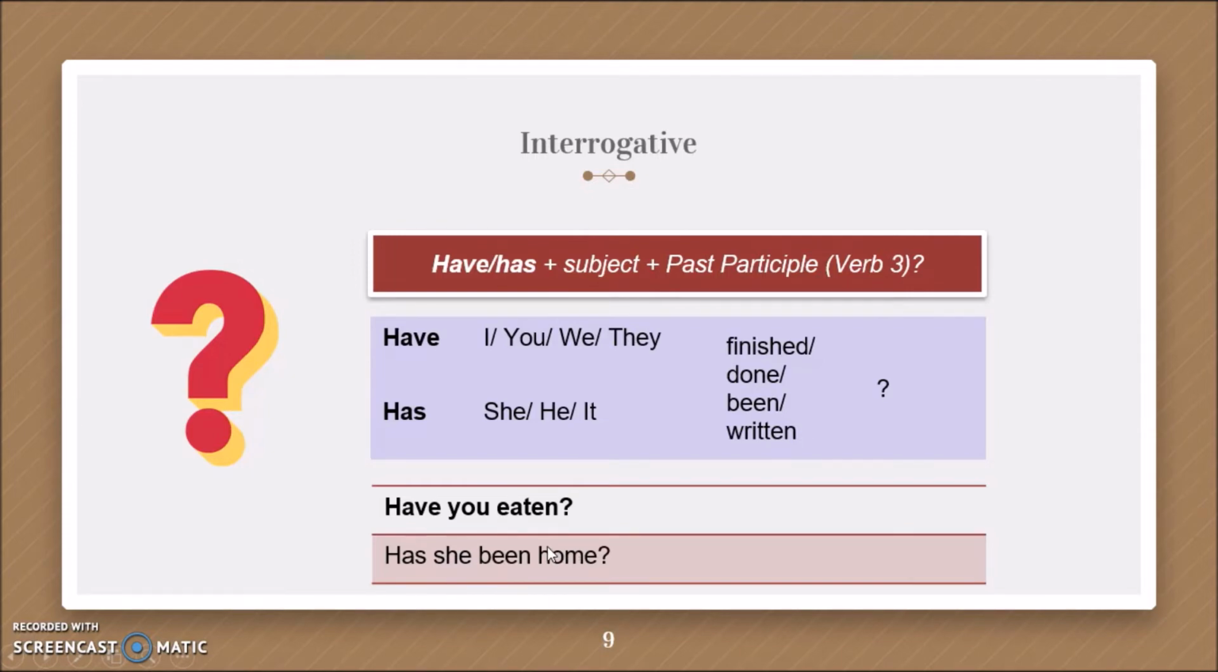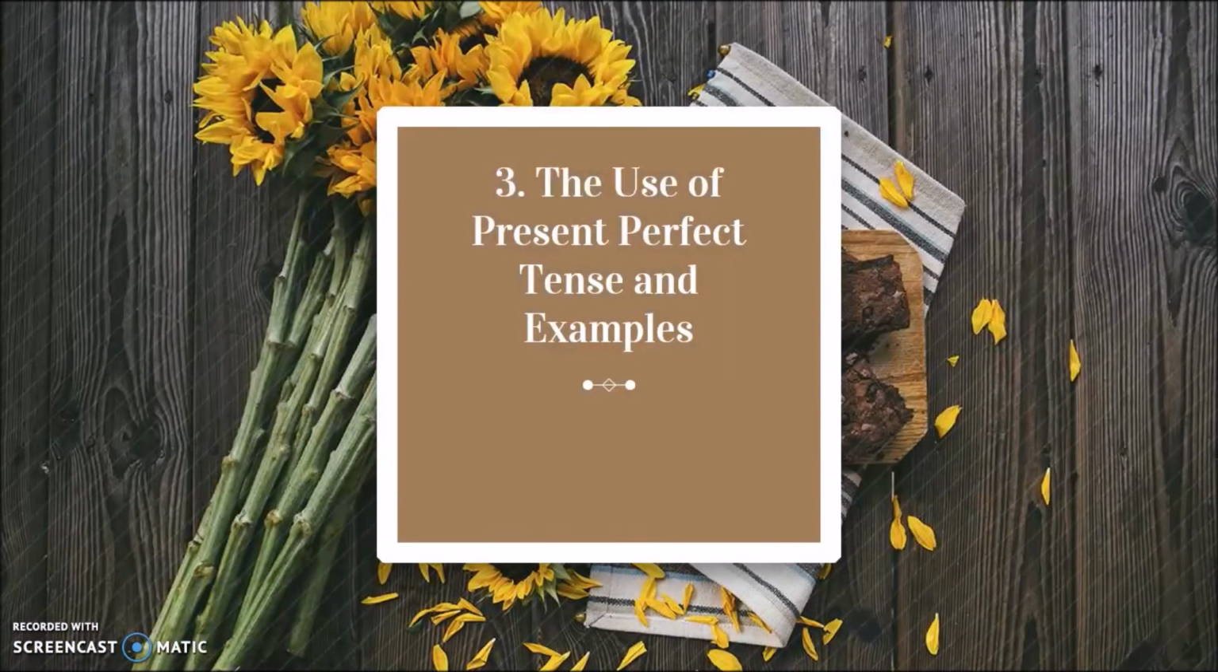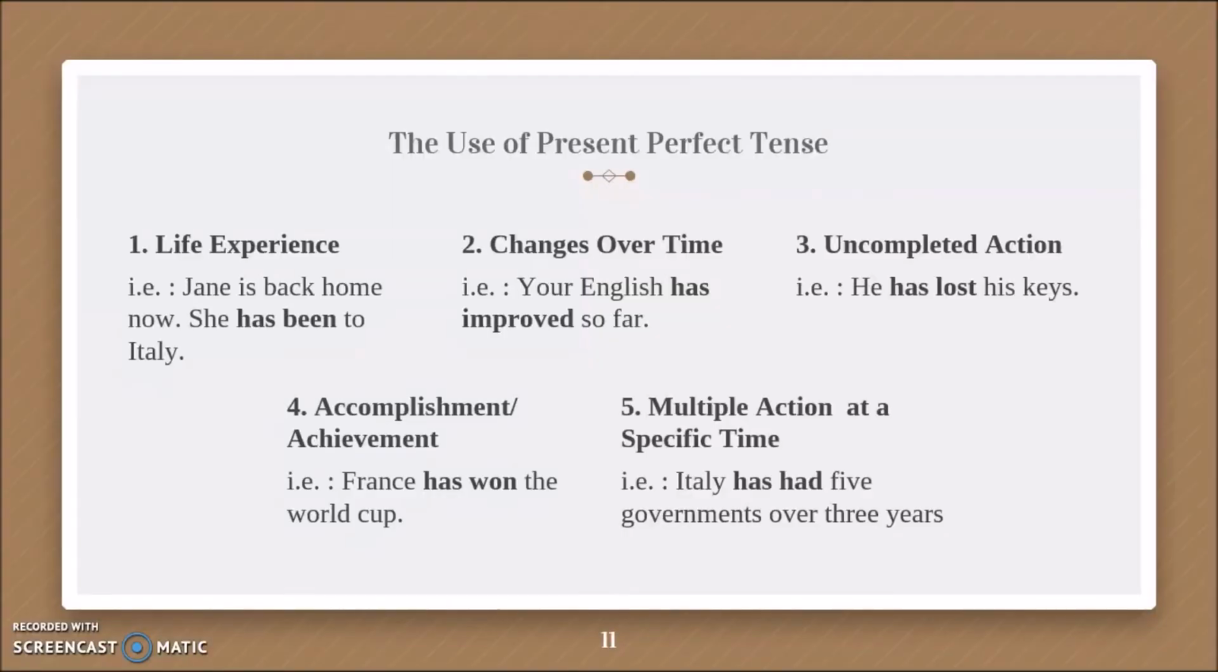We sometimes confuse in using simple present perfect tense. So I think it's important to discuss the use of present perfect tense and some examples. So the present perfect tense is used for life experience. For example, Jane is back home now. She has been to Italy. It means Jane is on her way back home right now because she is coming from Italy.